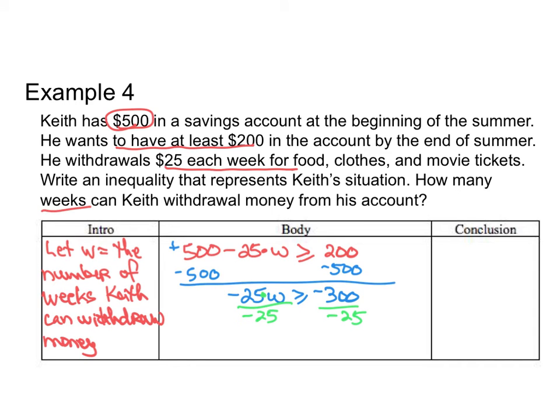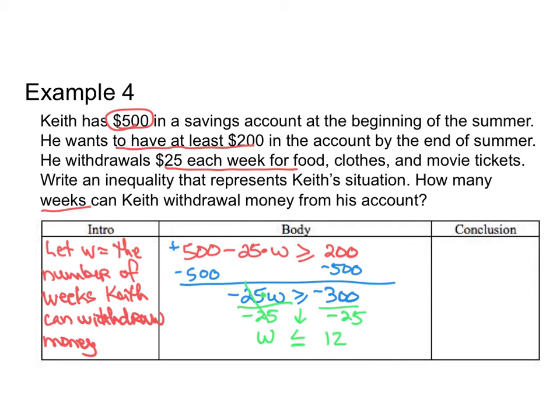Okay. So negative 25 divided by negative 25 is positive 1, which leaves W by itself. Negative 300 divided by negative 25 is positive 12. Now remember, we divided by a negative number on both sides of the equation, so we are going to flip this sign to make it less than or equal to 12. If you multiply or divide by a negative number on both sides of the equation, you have to flip your sign. So we had to go ahead and do that. Our final answer right now is W is less than or equal to 12.